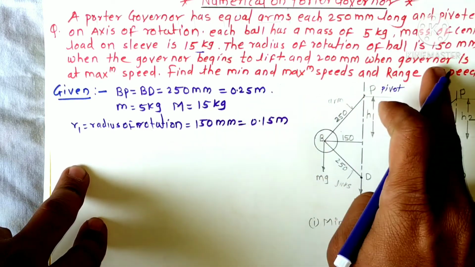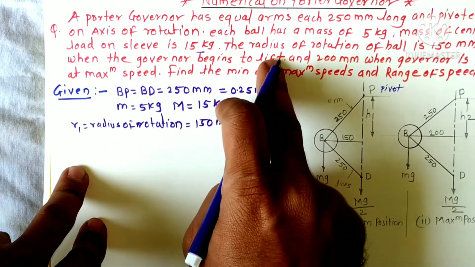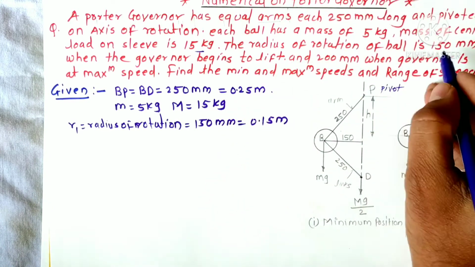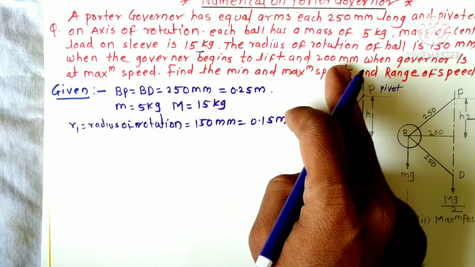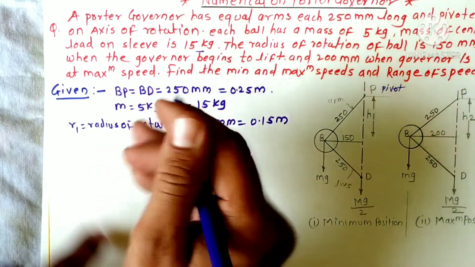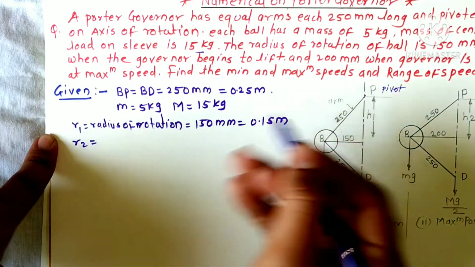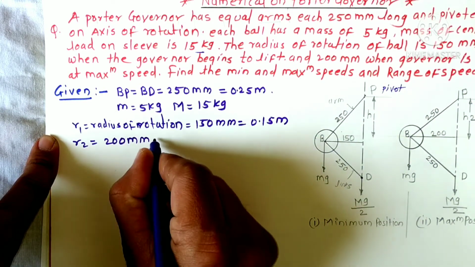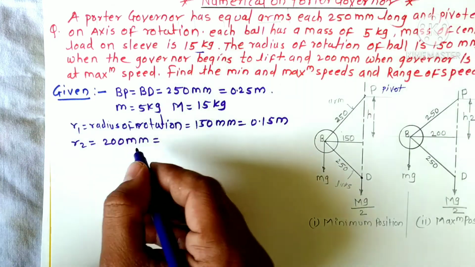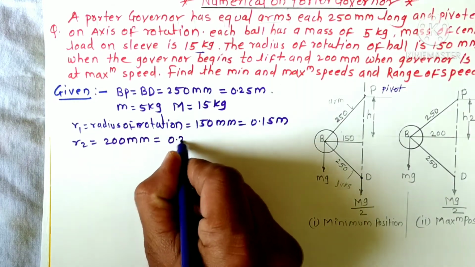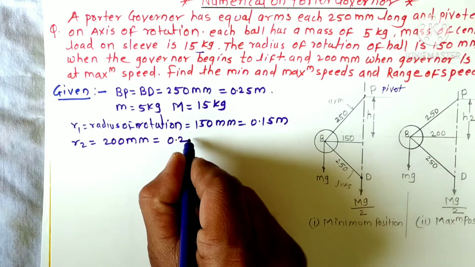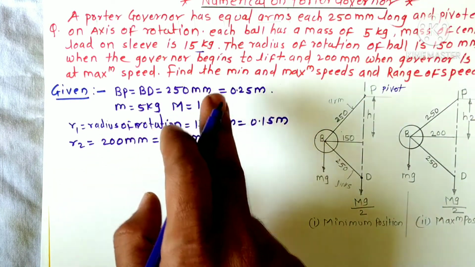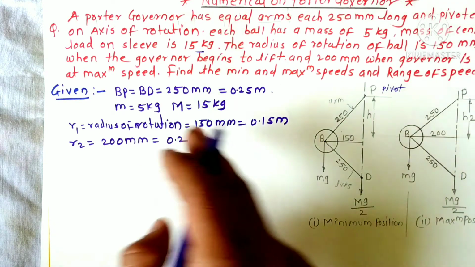When the governor begins to lift, means in the starting, the radius of rotation will be 150 mm and 200 mm when the governor is at maximum speed. So it will be R2. What is R2? 200 mm divided by 1000, if you convert it into meter, then it will be 0.2 meter. So these are the given things. We have written all the given things.